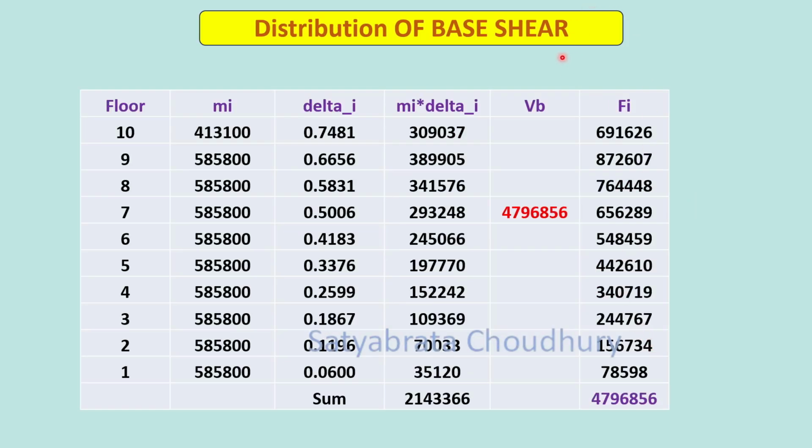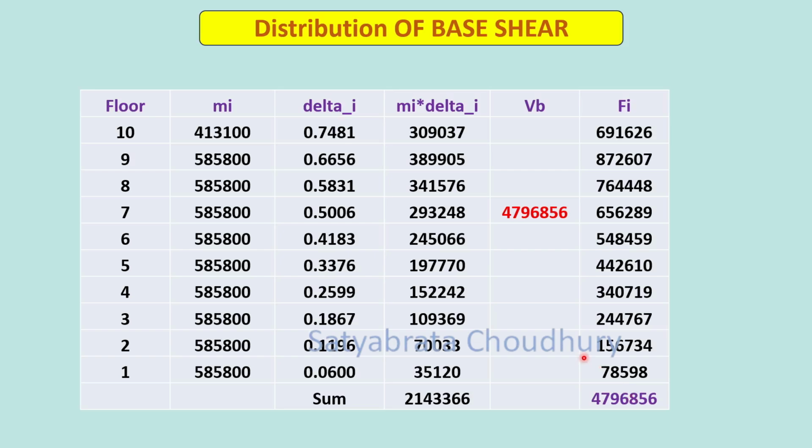Now this base shear we have to distribute over the floors. So distribution is very simple. Put the masses, then delta I values, then Mi delta I, and this VB is to be distributed in proportion to Mi delta I divided by summation of Mi delta I. So these are the different forces you get, and finally you can make a cross check by adding up all these. You should get the base shear.